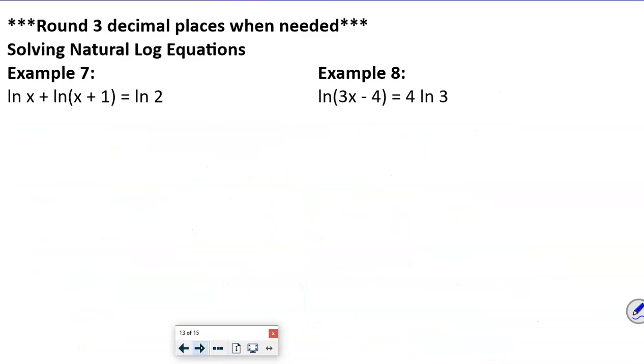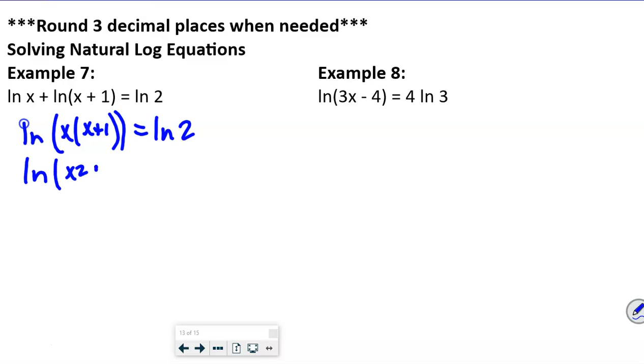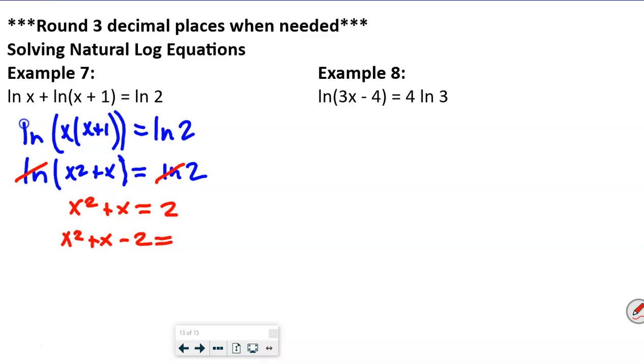So our next one, we're going to condense first. Remember, ln just means log, so we can condense this. So this is ln of what? x times x plus 1. And that equals ln of 2. So I'm going to have ln of x squared plus x equals the ln of 2. Remember that ln still just means log, right? So that means I can take the ln away, and I can say x squared plus x equals 2. So that's going to be x squared plus x minus 2 equals 0.